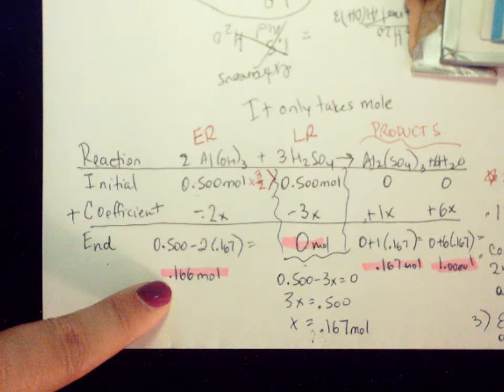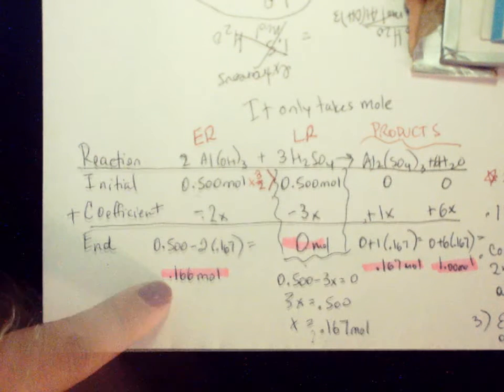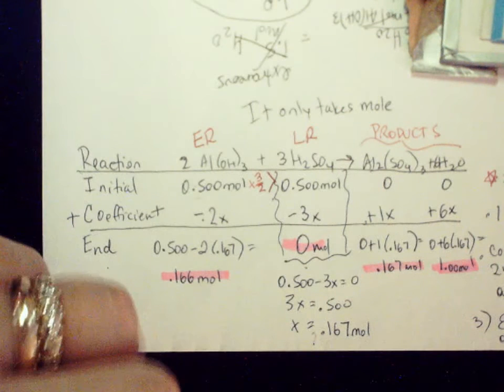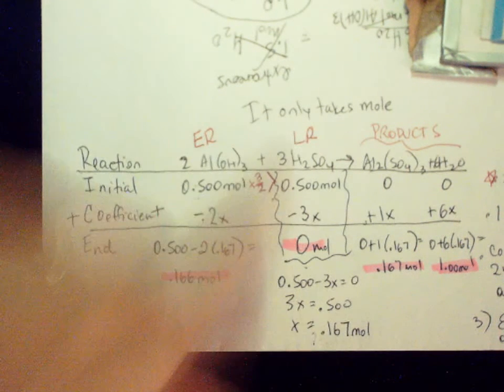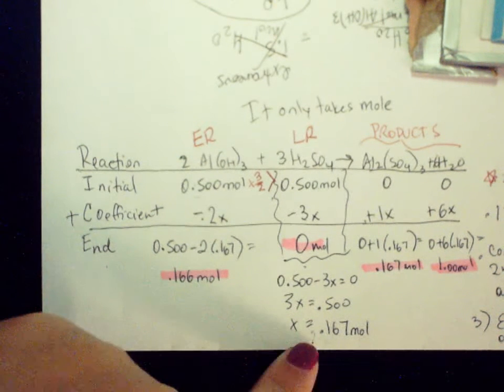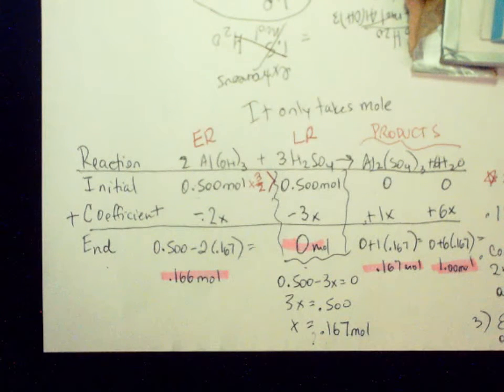0.166 moles of aluminum hydroxide. So we tackled every last part of that particular question in one fell swoop with one quick calculation. It was just simply a matter of figuring out what x was, because once you got x, the rest of it's easy. Okay? And this right here is 1,000 times more foolproof than doing it the old-fashioned way.